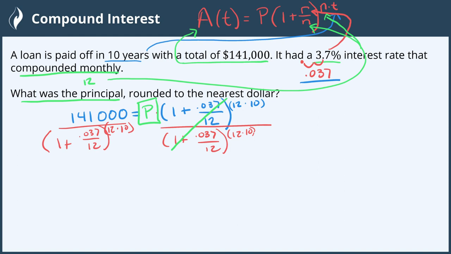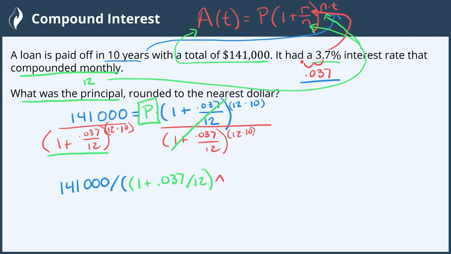So to type this into a graphing calculator, we will write out 141,000 and divide by, and we want to make sure everything in that bottom is in the denominator. So we'll start out with a parenthesis that starts out everything from the denominator. Now we're going to start with another parenthesis, 1 plus 0.037 divided by 12, close this set of parentheses for just that portion.